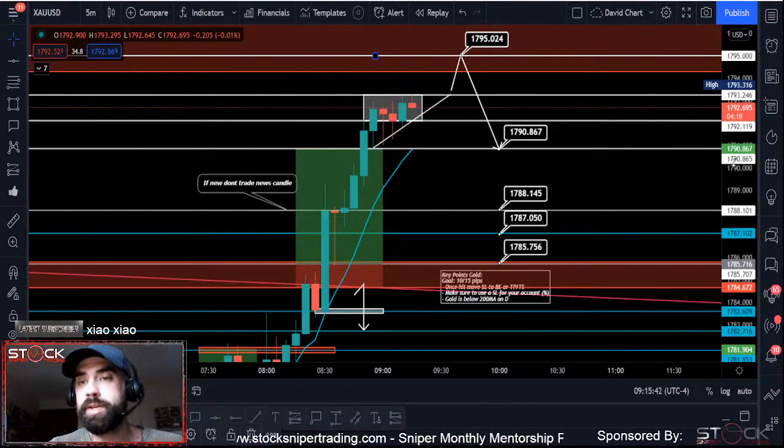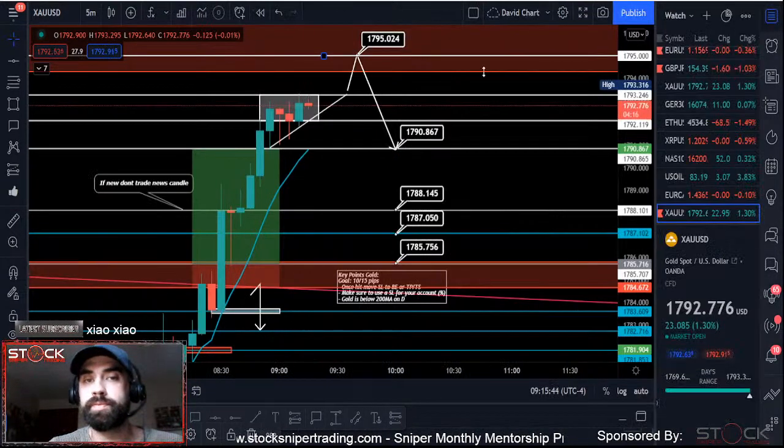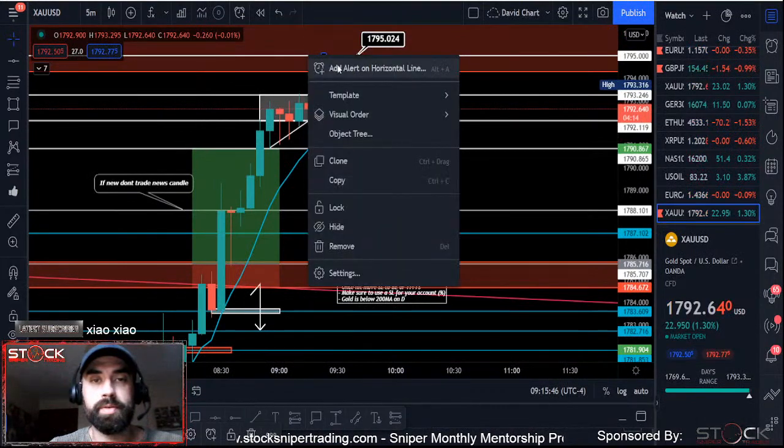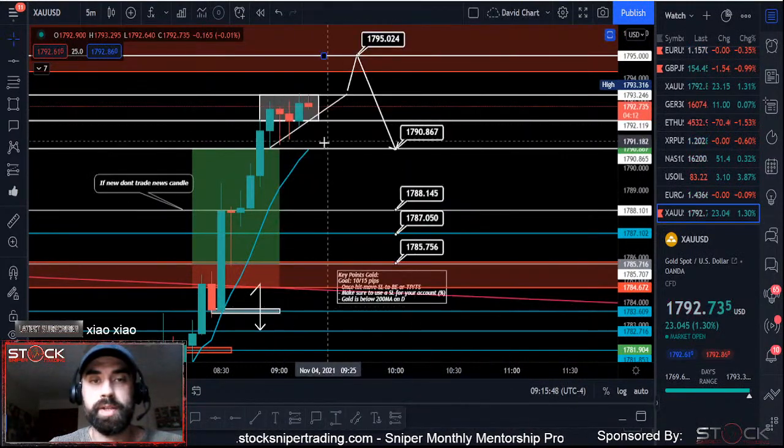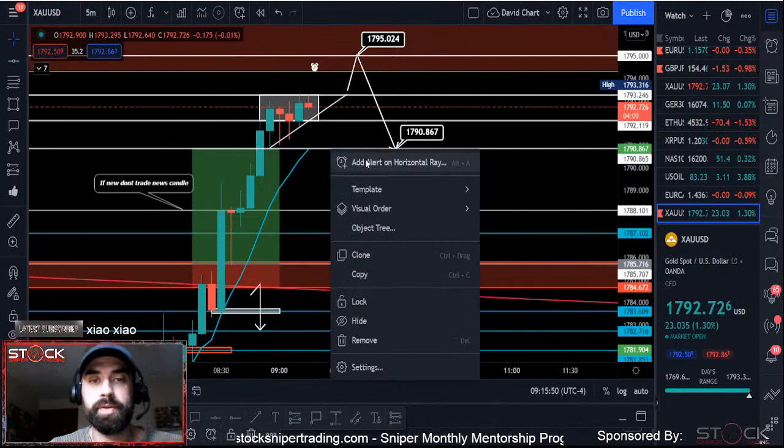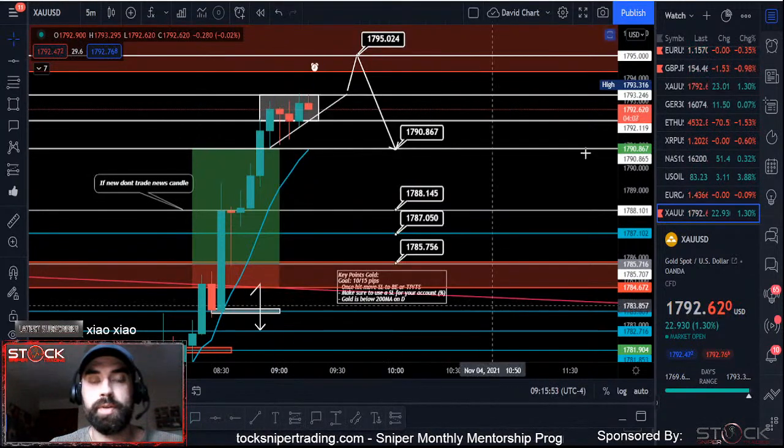Okay, let's check out GBP. I'm going to actually set some alarms here. Okay, and then same with the bearish area. There we go.